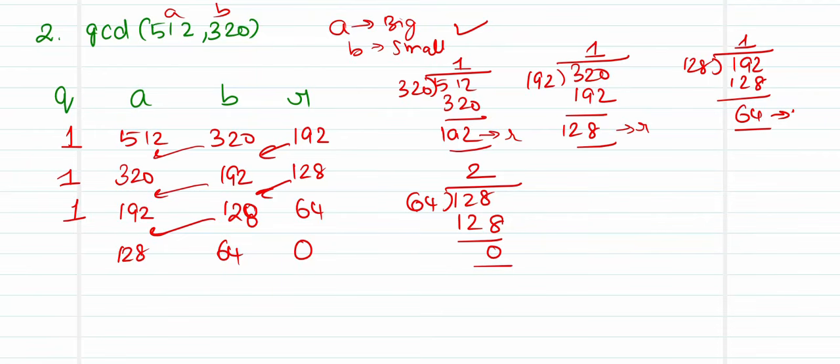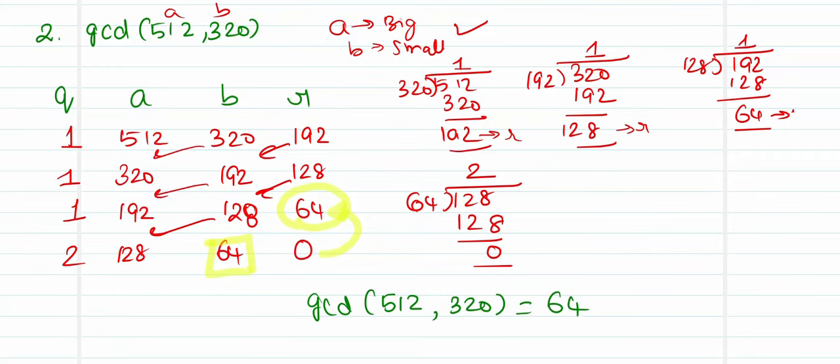So the algorithm stops. So now what is going to be the GCD for me? The GCD is going to be the one in the position B. So what is there in the position B? 64, which is the same as the last non-zero remainder, which is over here. Hence, what do we conclude? The GCD of the given quantities 512 and 320 is going to be 64.